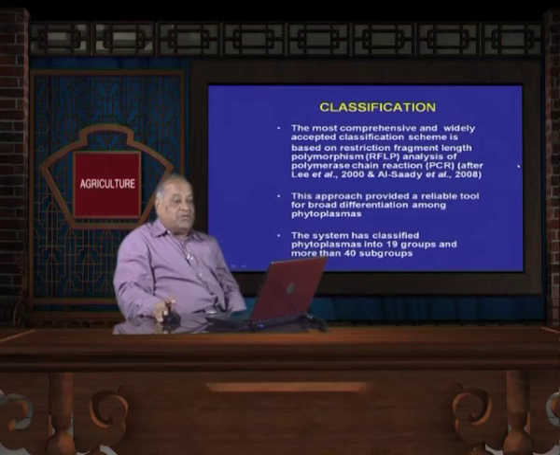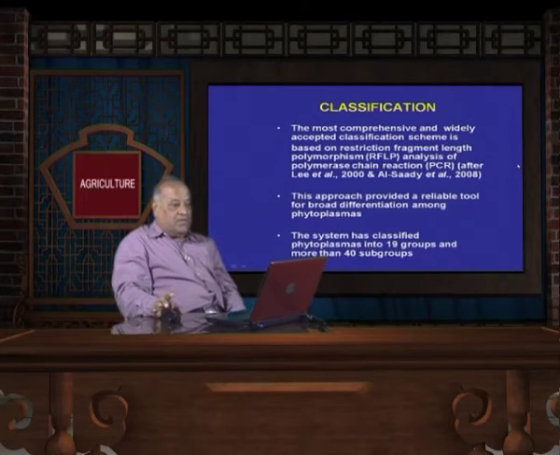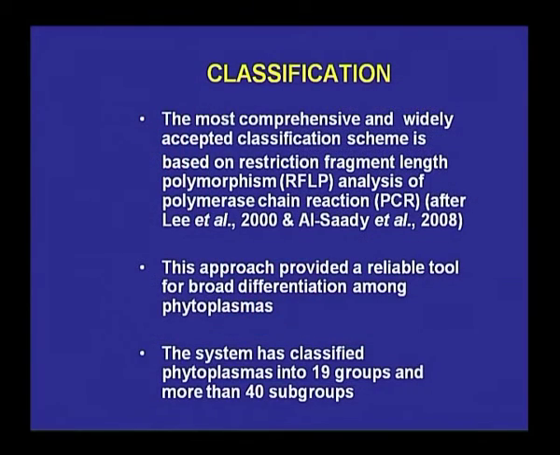Then we come to the classification. The most comprehensive and widely accepted classification scheme is based on restriction fragment length polymorphism, that is RFLP analysis of polymerase chain reaction, that is PCR. This approach provided a reliable tool for broad differentiation among phytoplasmas. The system has classified phytoplasmas into 19 groups and more than 40 subgroups.